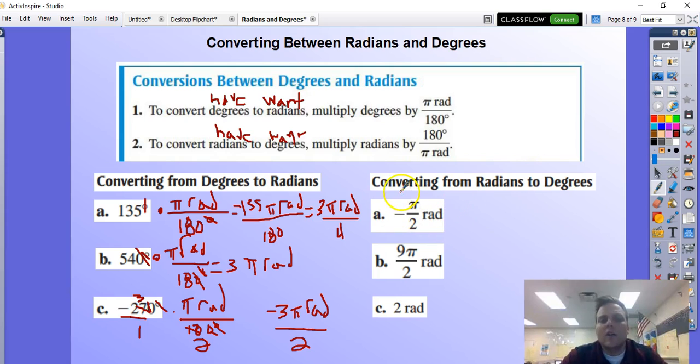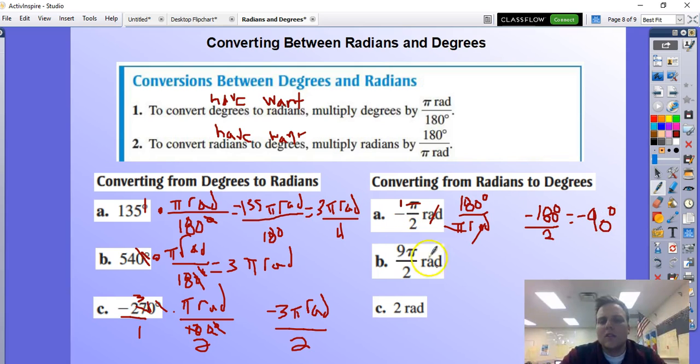Okay, let's go the other way now. To go the other way, we multiply radians by 180 degrees over pi radians. Okay, I have a radian on top, radian on bottom. I have a pi on top, a pi on bottom. So this is now a 1 right here, so I can say 1 times 180. Don't forget my negative sign, so I get negative 180 degrees divided by, well, what's the only thing left at the bottom? 2. Negative 180 degrees divided by 2, well, that's just negative 90 degrees.